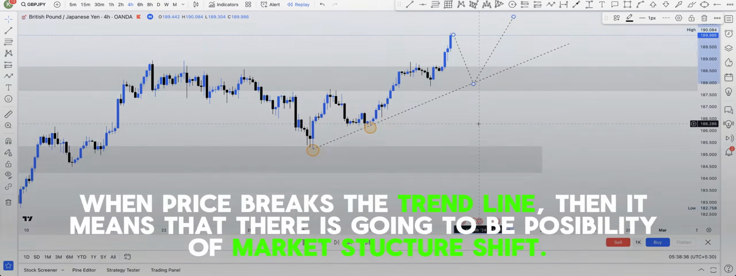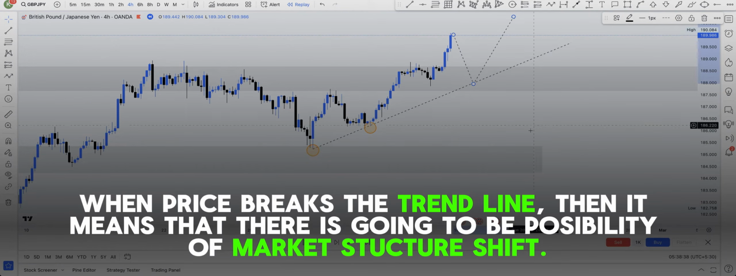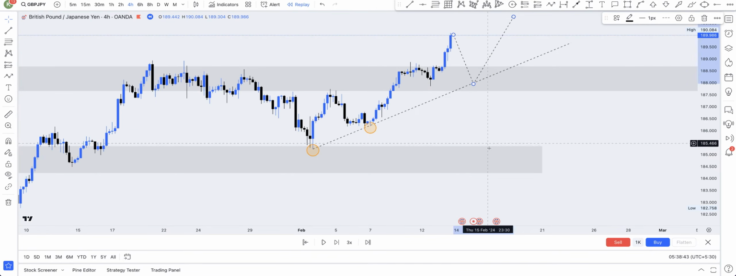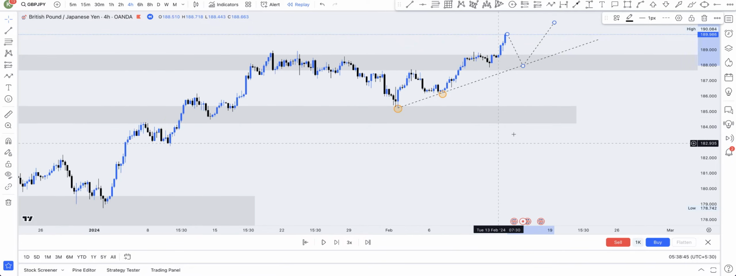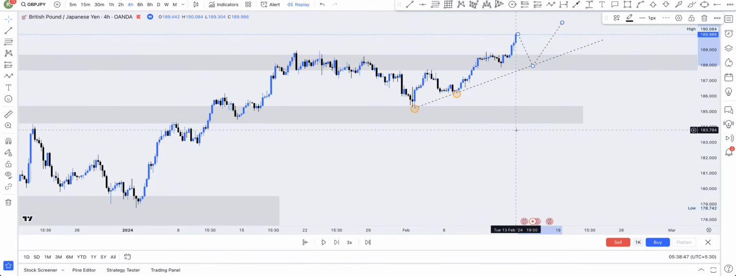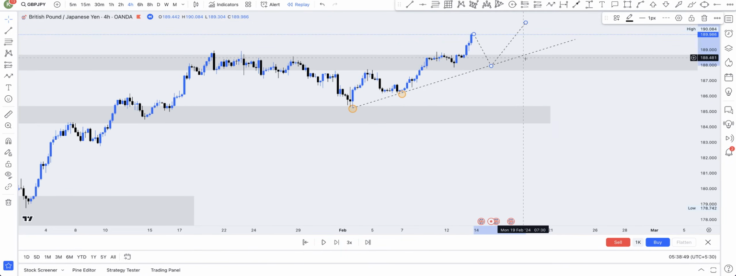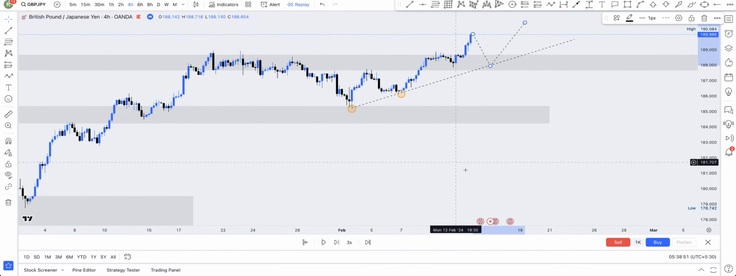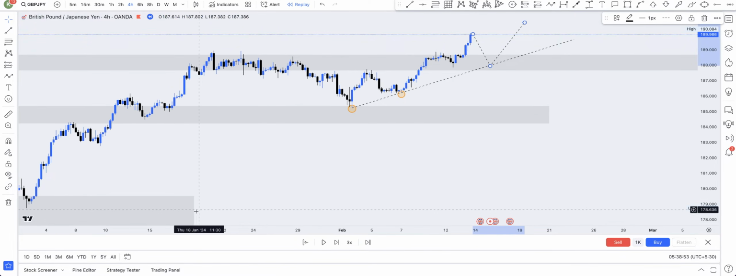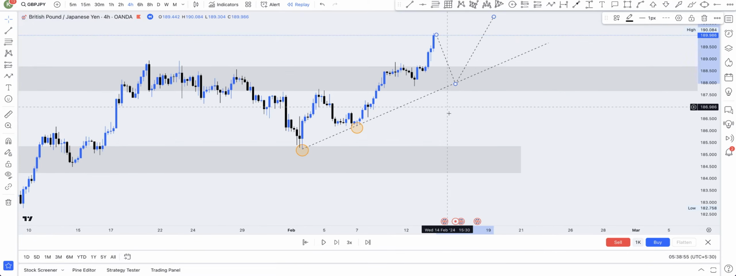Now when price breaks the trend line, it means there's a possibility of a market structure shift, or price will get back to this zone, this next zone here, and there will be a retracement back to the upside, and a continuation to the upside, or we are getting back to this point. So this is some of the possible things you can put together to get your point where price can retrace to.